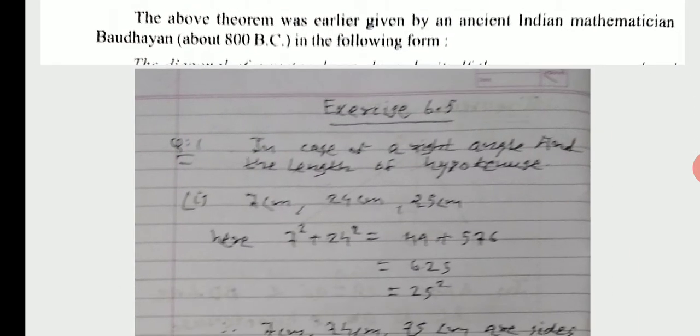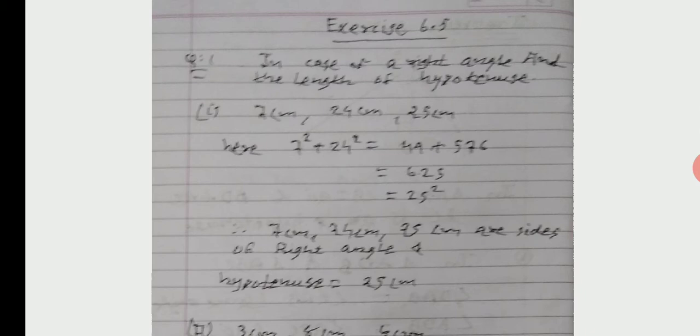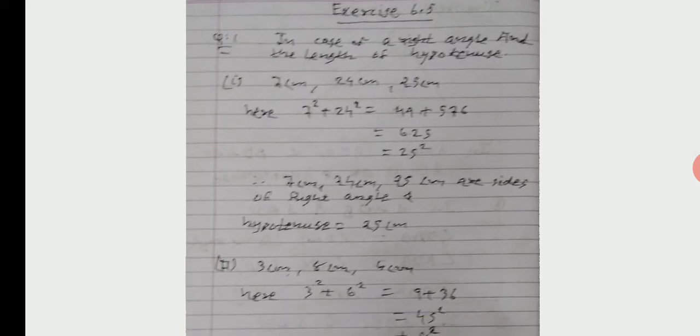Now exercise 6.5. Let us see the proof. In case of right triangle, find the length of hypotenuse. Here we have provided 7 cm, 24 cm and 25 cm length. Let us check whether these are the sides of a right angle triangle or not. So here the smallest sides are 7 and 24. So 7 square plus 24 square equal to 49 plus 576 and it is equal to 625. So it is equal to 25 square. Therefore 7, 24, 25 centimeter are sides of a right angle triangle and hypotenuse is the longest side, so it is 25 centimeter.